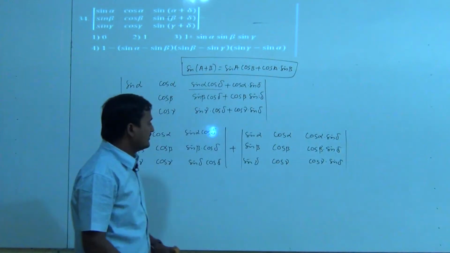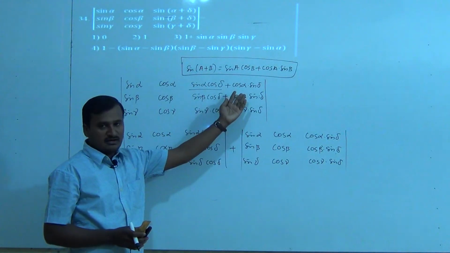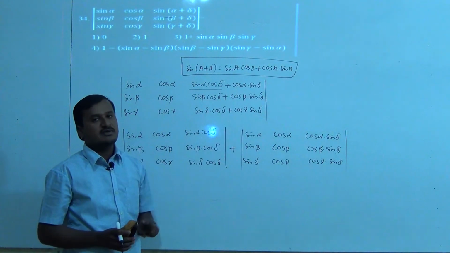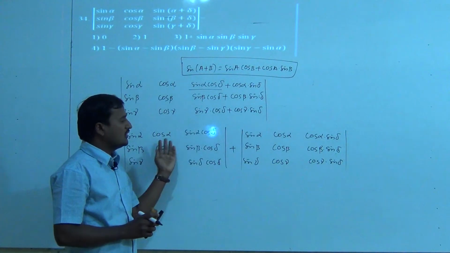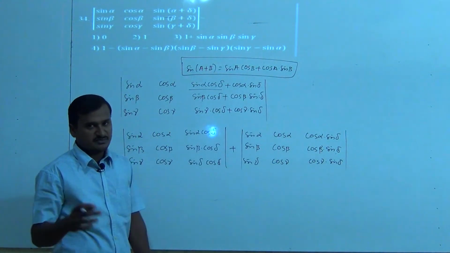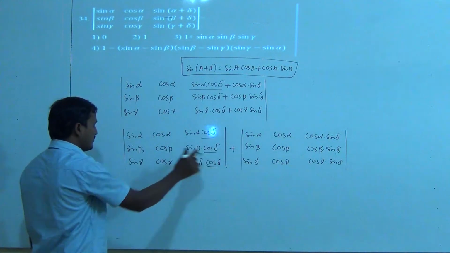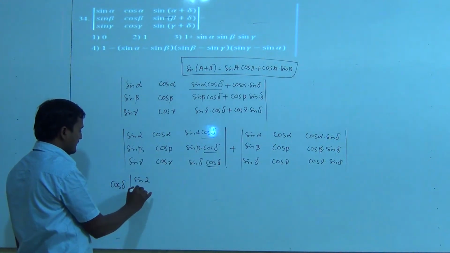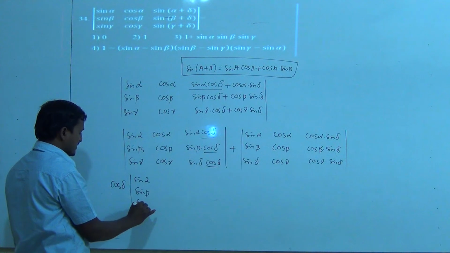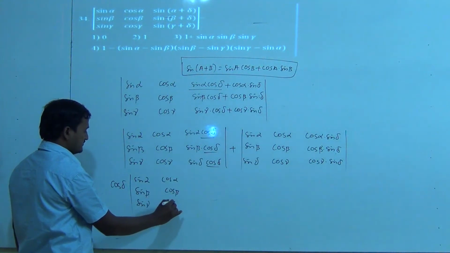Okay, why have I written like this? In a determinant, if each element of any row or column can be expressed as the sum of two terms, then the whole determinant can be expressed as the sum of two determinants. Here you should observe cos delta is there, so take cos delta outside. Here it is sin alpha, sin beta, sin gamma, and cos alpha, cos beta, cos gamma.